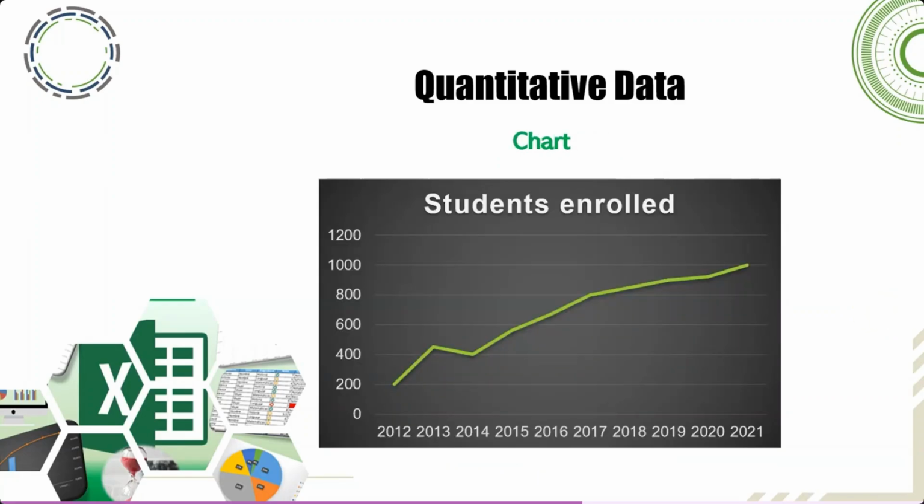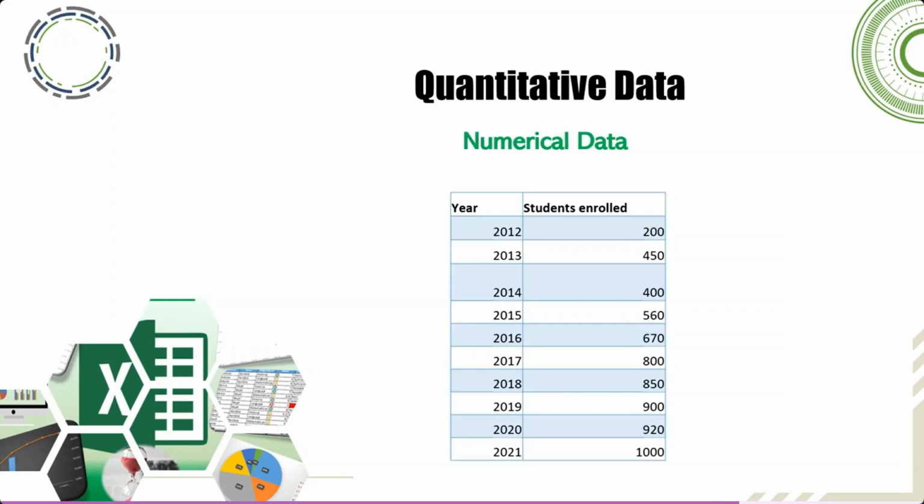So this is essentially a line chart. I hope this makes much more sense to you: the maximum number of students enrolled was in the year 2021, whereas the minimum number was in the year 2012. Also, this chart makes it clear that there was an increase, or a spike, in the year 2013. So we can decipher much more information in depth from a chart rather than from the representation of numerical data in the form of this kind of table.